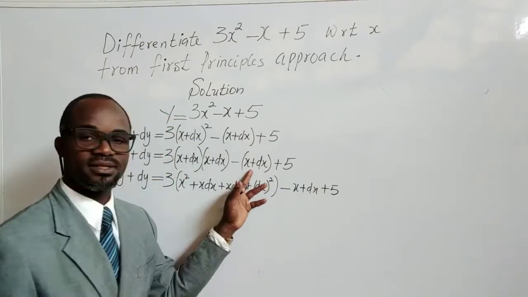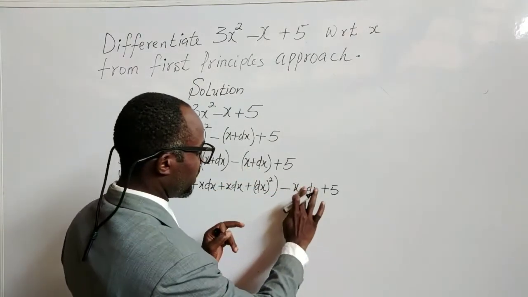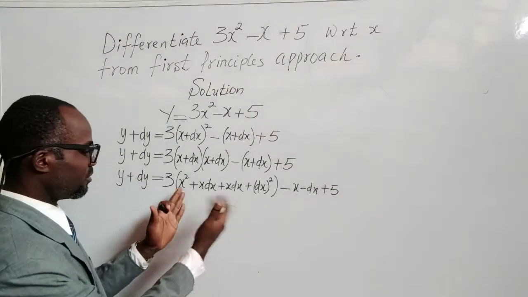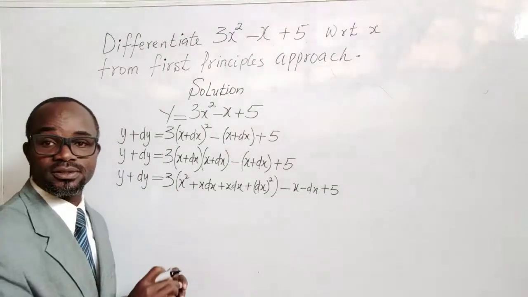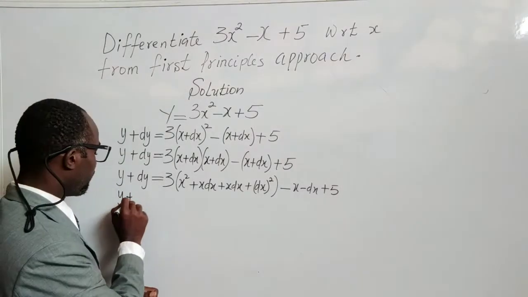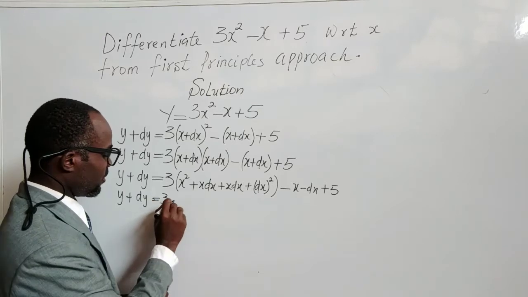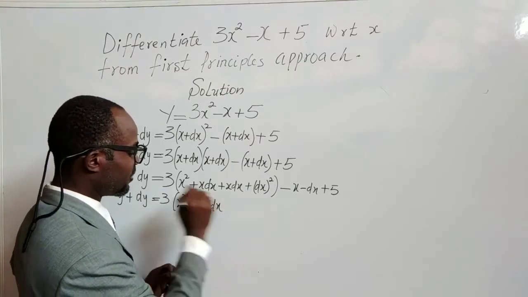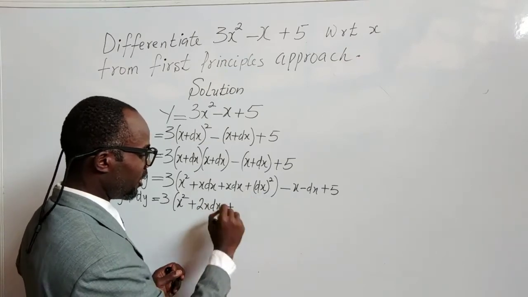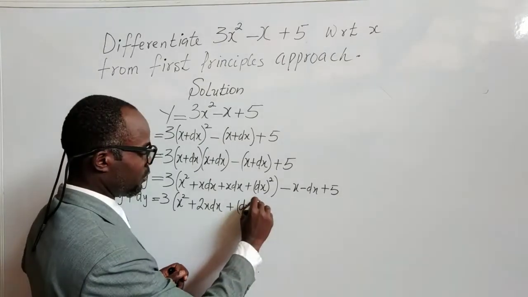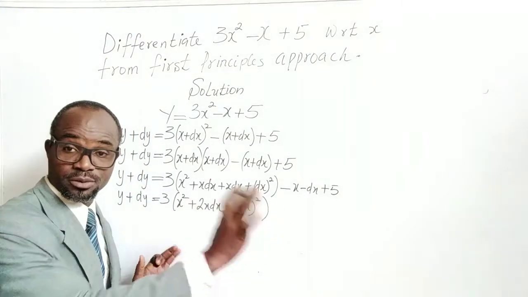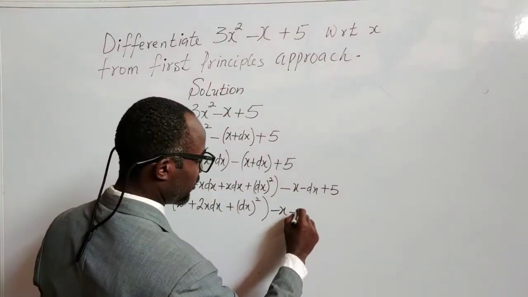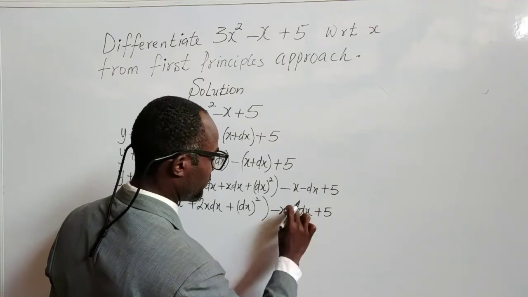We have opened this now. This minus is going to affect this, so it becomes minus, not plus. It's clear now, right? Then the next step is to collect like terms here and multiply by 3. We continue to maintain the small difference in y. Here we have x squared. This plus this is going to give 2x dx. And the remaining one is dx squared, bracket close once again, because we are going to use 3 to multiply every term in the parentheses. Then we have minus x minus dx plus 5.